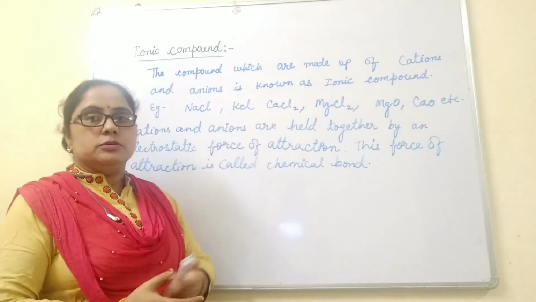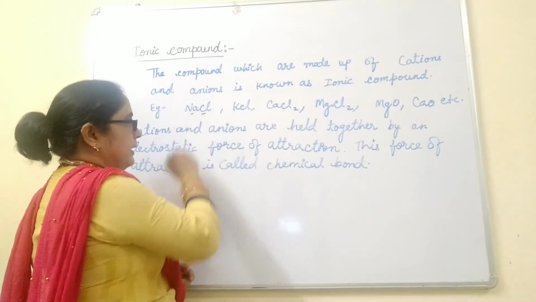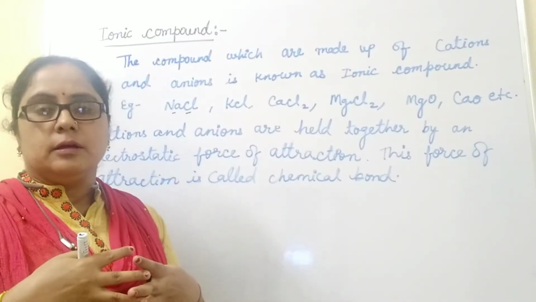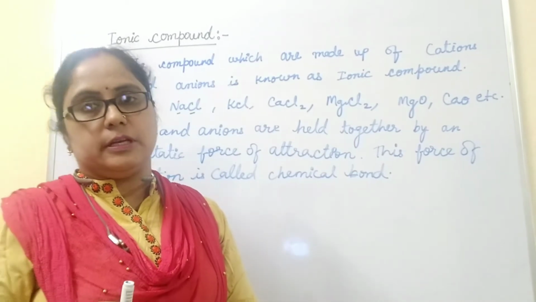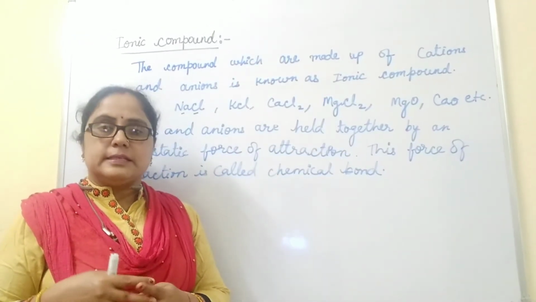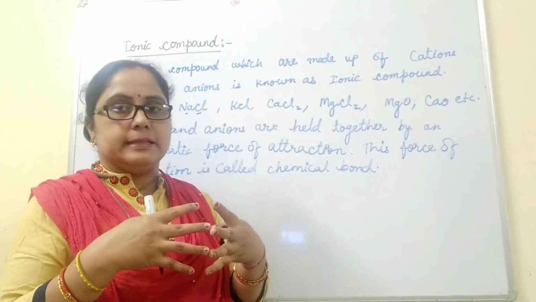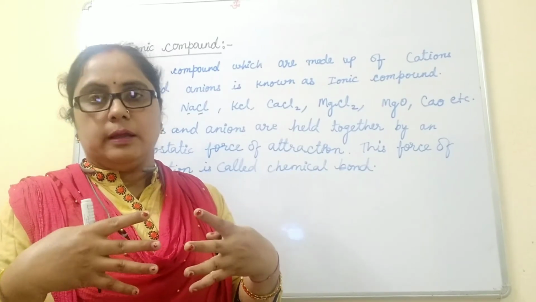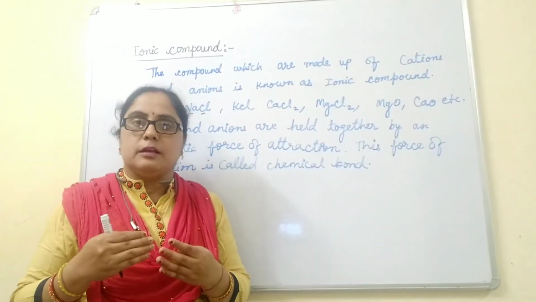These ionic compounds are formed when cations and anions are held together by a force of attraction. That force of attraction is called the electrostatic force of attraction. This electrostatic force of attraction holds the cations and anions and makes a bond. In chemistry, this force of attraction is called a chemical bond.